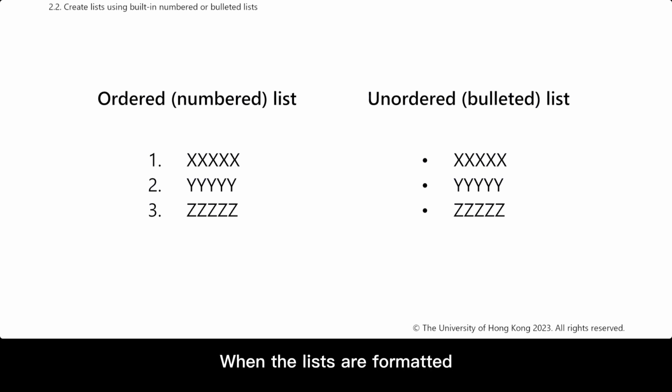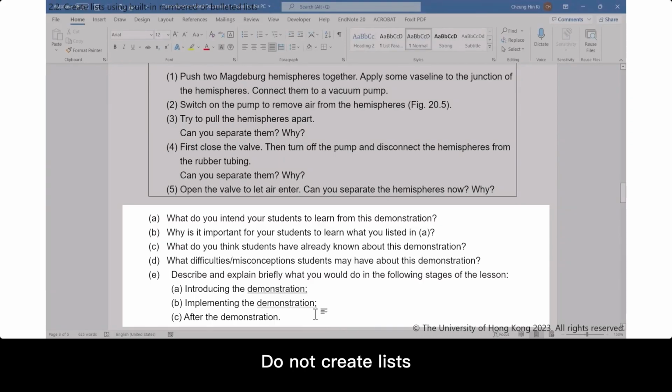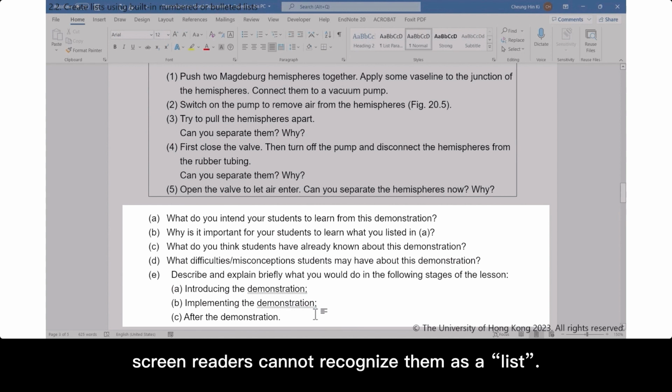When the lists are formatted in this way properly, when the author adds or removes items, the order and numbering will automatically adjust. It can save time editing. Do not create lists by manually typing numbers or symbols at the beginning of each line. It may visually look like a list. However, screen readers cannot recognize them as a list. Screen readers cannot identify the number of items or where to end the list. It could be confusing.